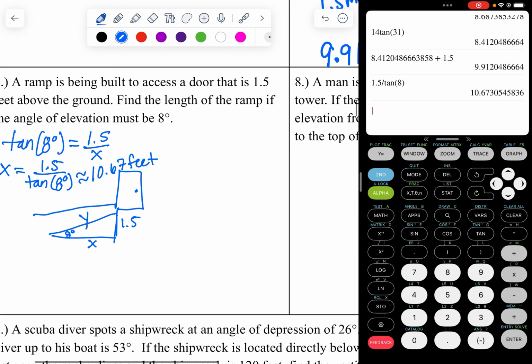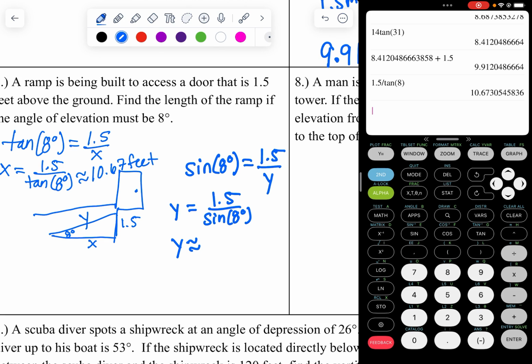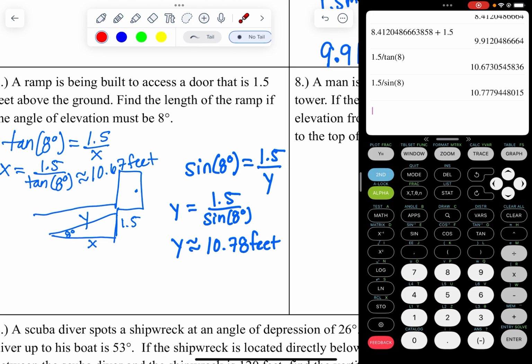So let's find that. For that one, I should use sine. So the sine of 8 degrees would equal 1.5, the opposite side, over the hypotenuse, which would be the actual length of the ramp. And so we'd multiply by y and then divide by the sine of 8. So we get 10.78 feet for the actual length of the ramp itself. So the ramp itself will be 10.78 feet long.